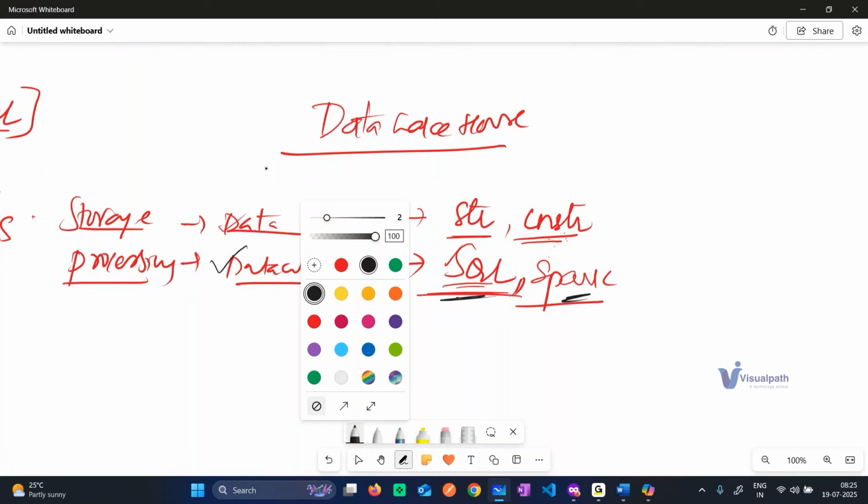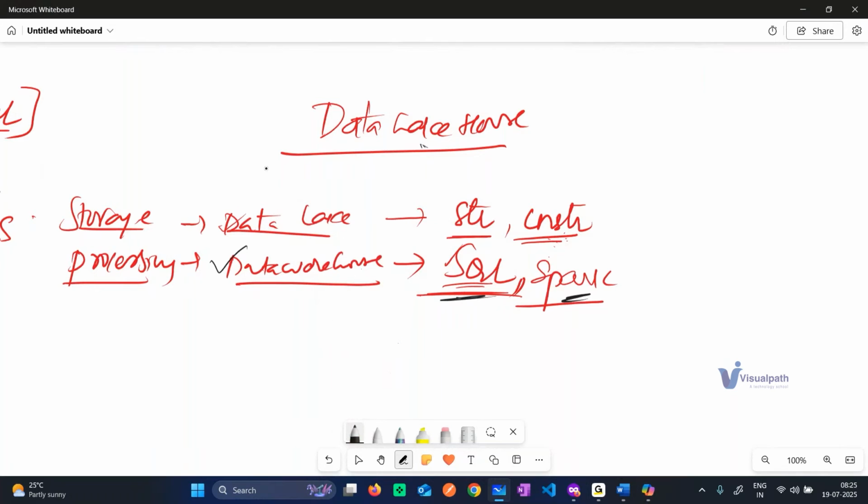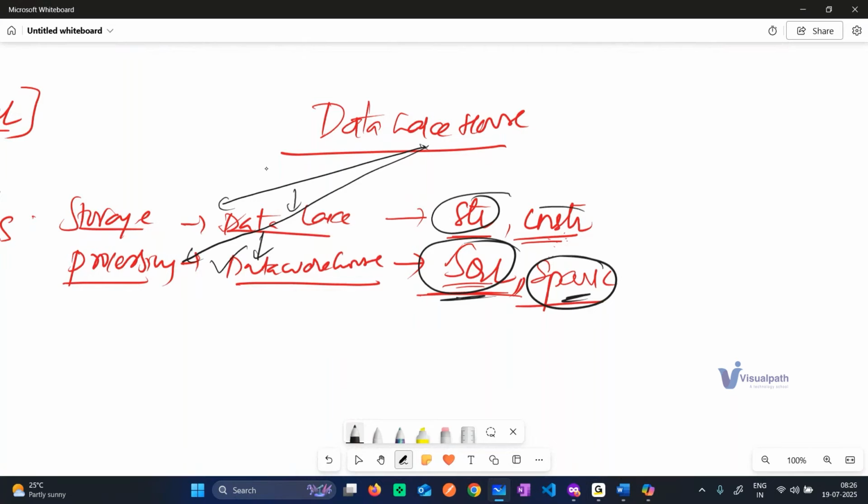Now we are addressing the requirements through Spark, participants. So what are we expecting from a lakehouse? We are expecting from a lakehouse, participants, storage in the form of data lakes, processing in the form of data warehouse, extended support for SQL, Spark, and extended support for structured and unstructured data.